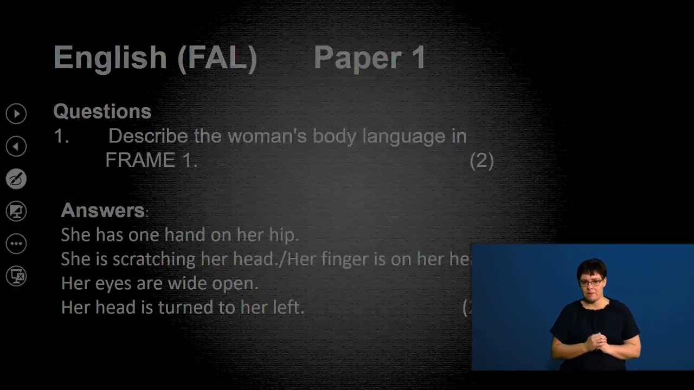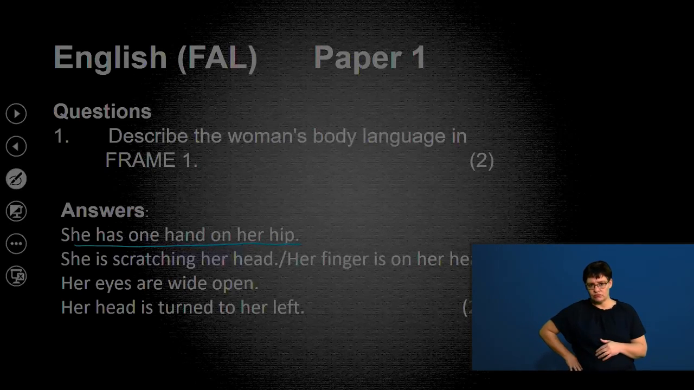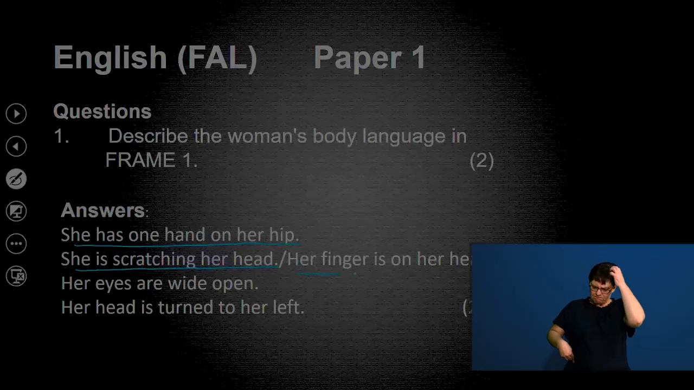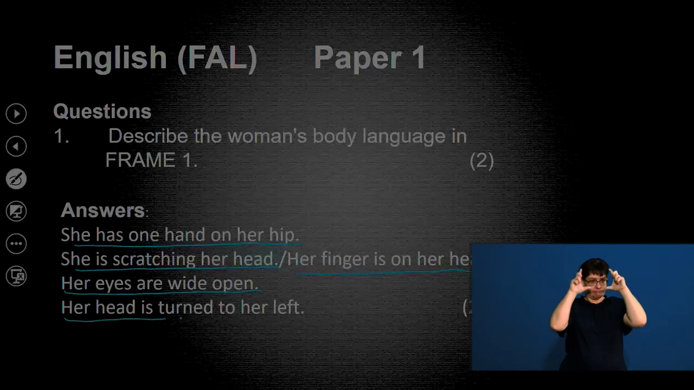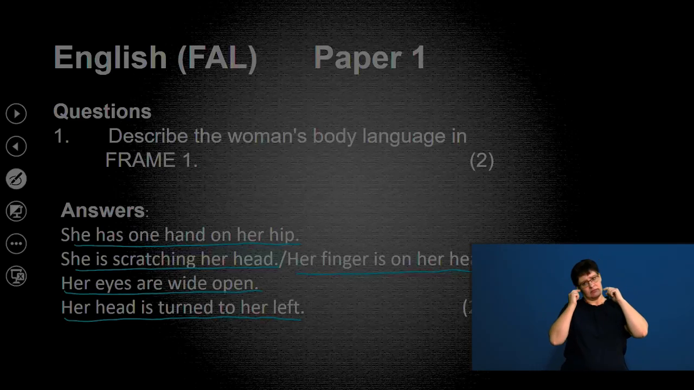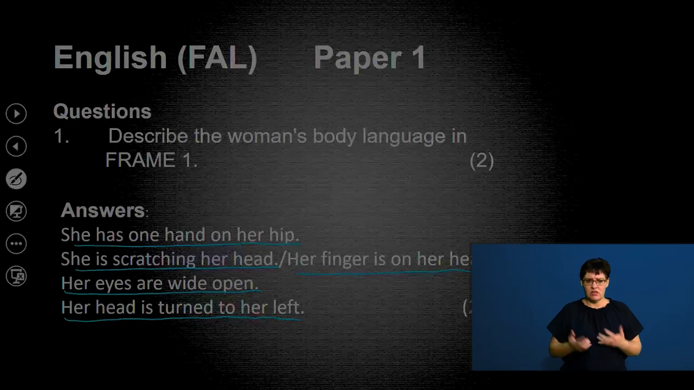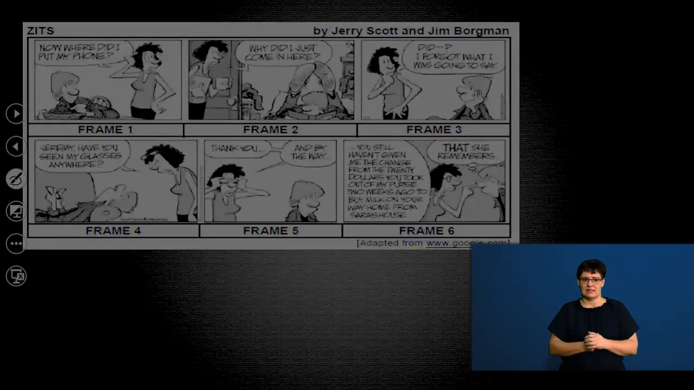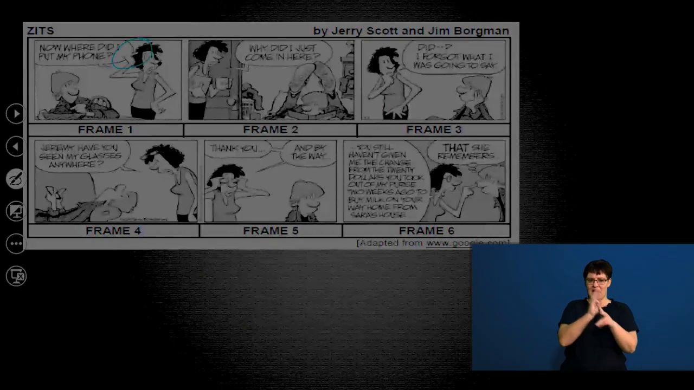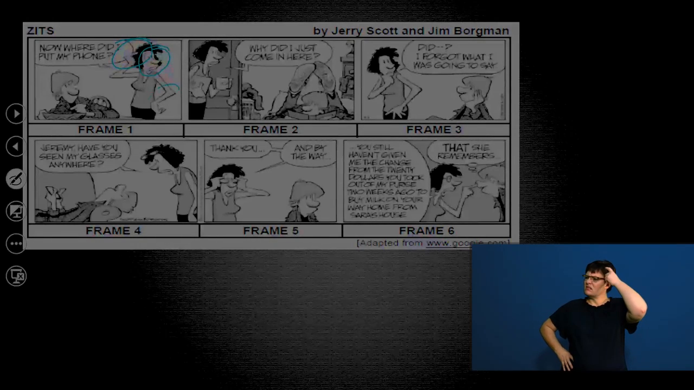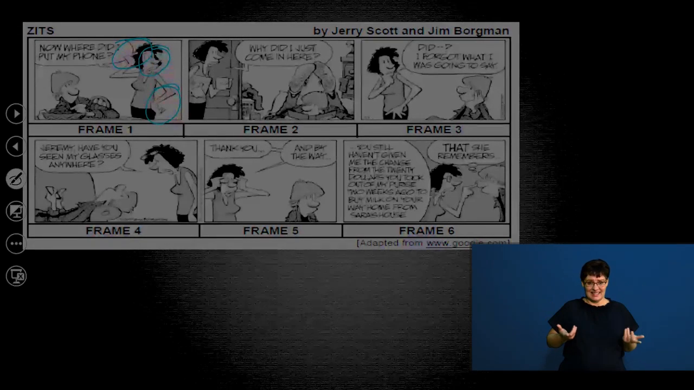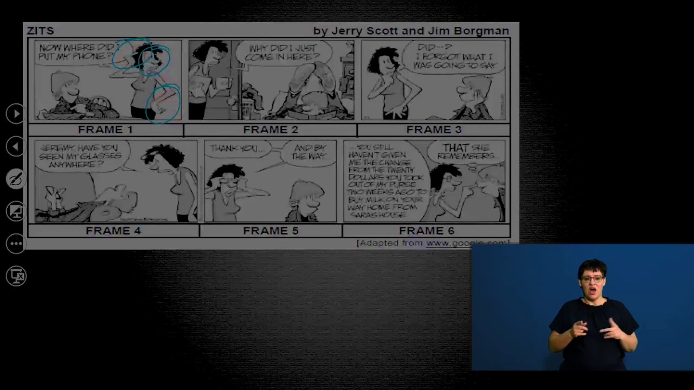Okay, so frame 1: she has her hand on her hip. She's scratching her head. Her finger is on her head. Her eyes are wide open. Her head is turned to the left. Any two of these sentences would give you 2 marks. So let's look at it. There she is. She's got her hand on her head. She's looking puzzled. The hand on the hip. Basically we're describing her eyes, her face, and how she actually looks.